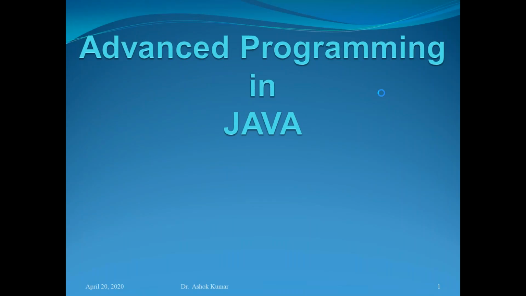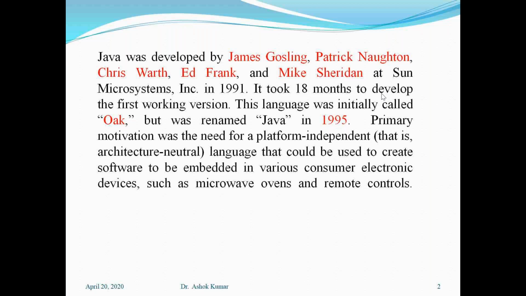So Java was basically developed by James Gosling, Patrick Naughton, and three of his team members that are there on the screen. In 1991, it took 18 months to develop the first version of this language, and initially the first version of the language was named Oak, and later it was renamed to Java in 1995.